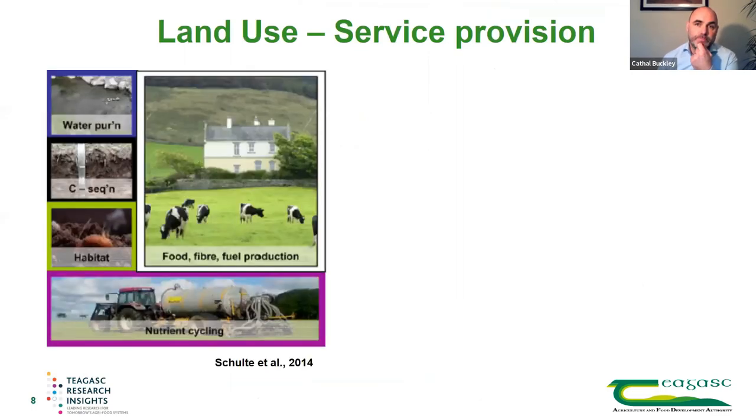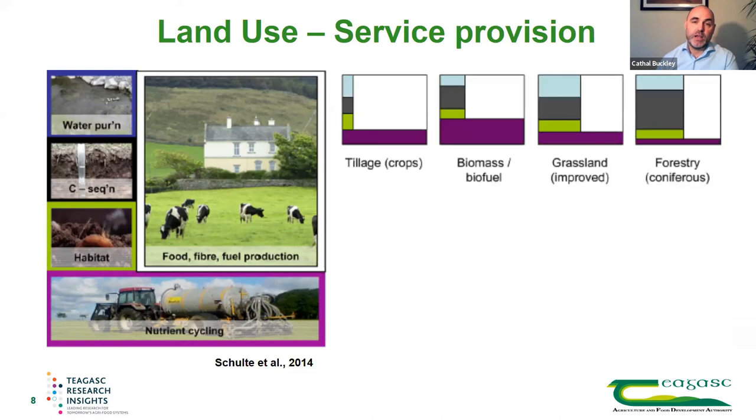Okay, so I want to move on now to what are the goods and services that agricultural land can provide. So this is a framework developed by some of my colleagues in Teagasc Johnstown Castle. Essentially, it's a functional land use framework where the land can provide a number of different services, like food, fuel, and fiber in white, nutrient cycling in purple, habitats in green, carbon sequestration in black, and water purification in white. And the idea is that some land types, like, for example, tillage, biomass, improved grassland, and coniferous forests, are better at providing some services than others.